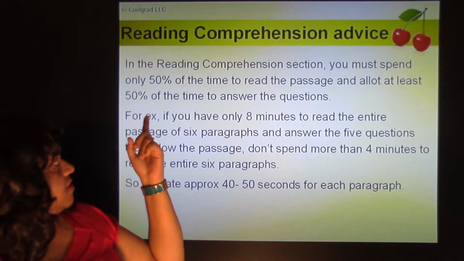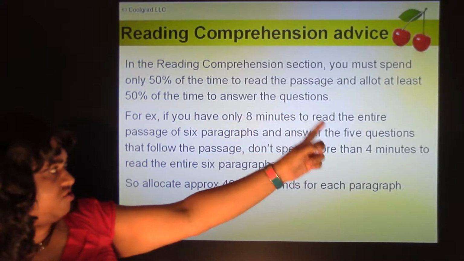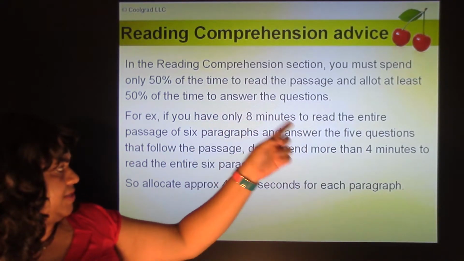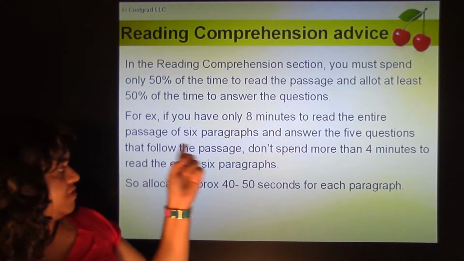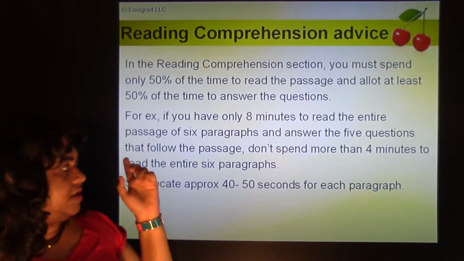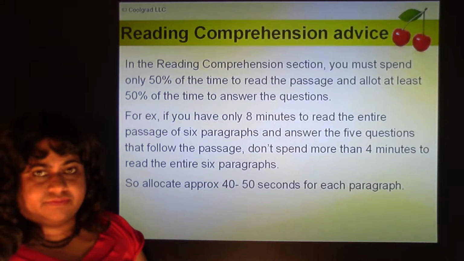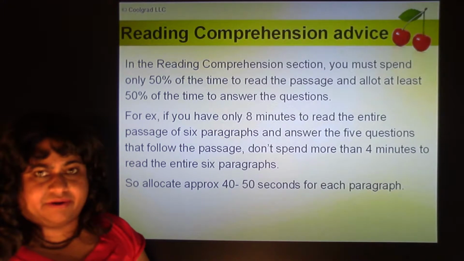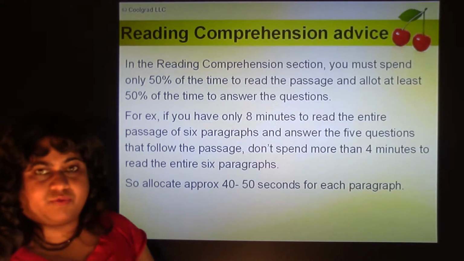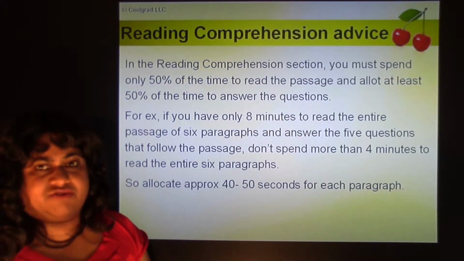Reading comprehension advice. In the reading comprehension section, you must spend only 50% of the time to read the entire passage and allot at least 50% of the time to answer the questions. Say you have only 8 minutes to read the entire passage of 6 paragraphs and answer 5 questions. Then you shouldn't spend more than 4 minutes reading the entire passage and only 4 minutes to answer the 5 questions. So you don't even have a minute per question, and you have to make sure you don't spend more than 50% of the time reading the passages.